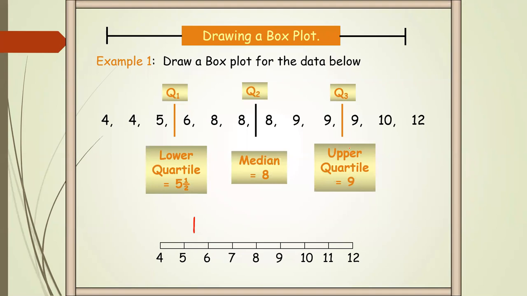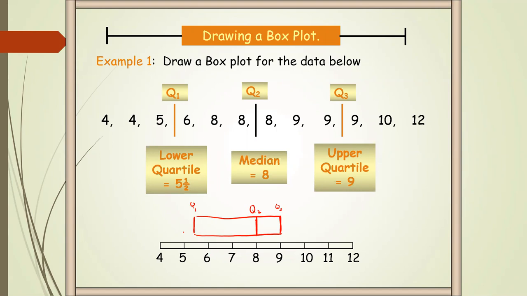Then you're going to go to quartile 3, which was 9, and put another vertical line. And then you connect these like a box. What you're seeing here is this number on the box plot represents the first quartile, and this number represents the third quartile. Then you go to Q2, the median, and put another line right here. So this line over 8 tells me that's quartile 2. And what's really great is the width of this box is equal to the interquartile range.